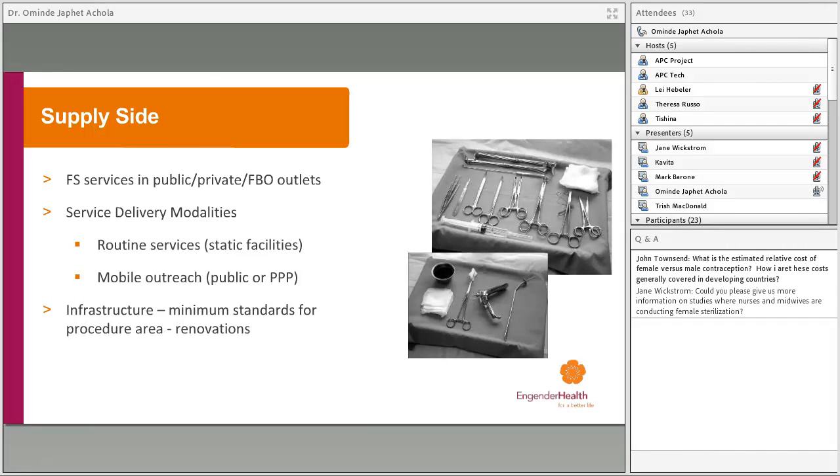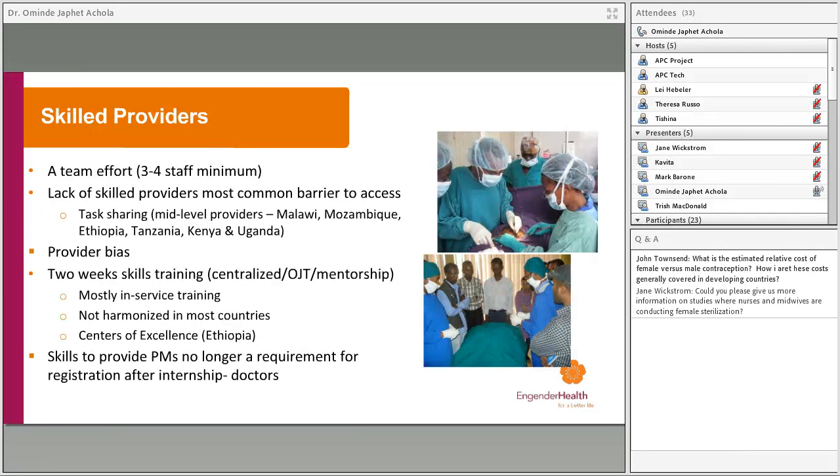Unlike the other methods, we require a minimum standard for the procedure area. Therefore, programs which need to initiate this should make provisions for innovations and ensure that they meet the minimum standards where such services will be offered. Outreaches also need to assess such services and ensure that the minimum standards are maintained for safety reasons. The method requires a team effort, and therefore when you are programming, at least 3 to 4 medical professionals are required to offer one procedure.